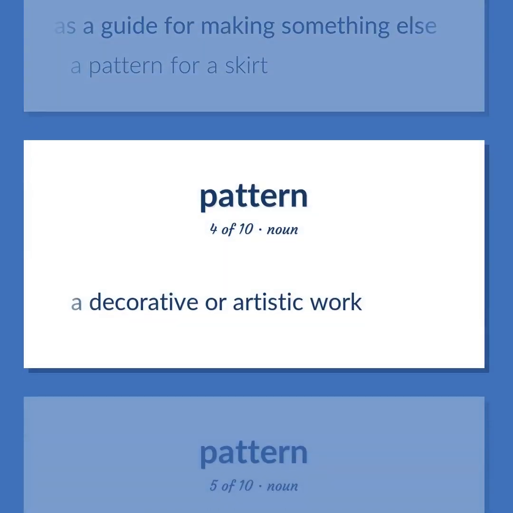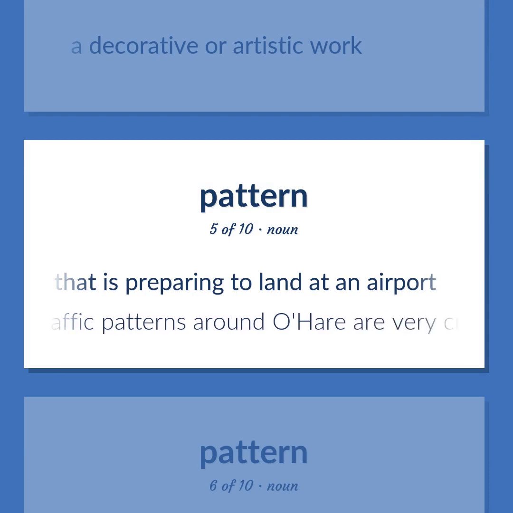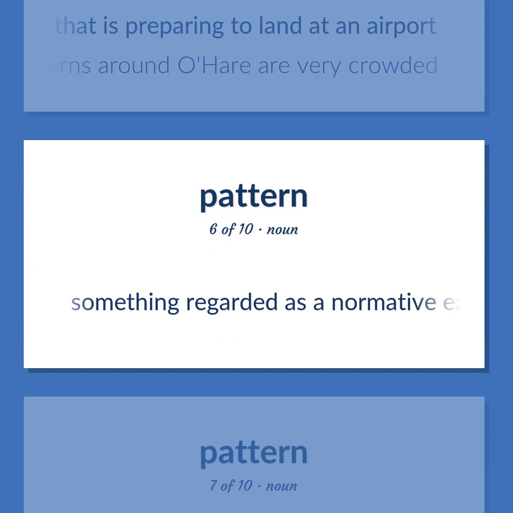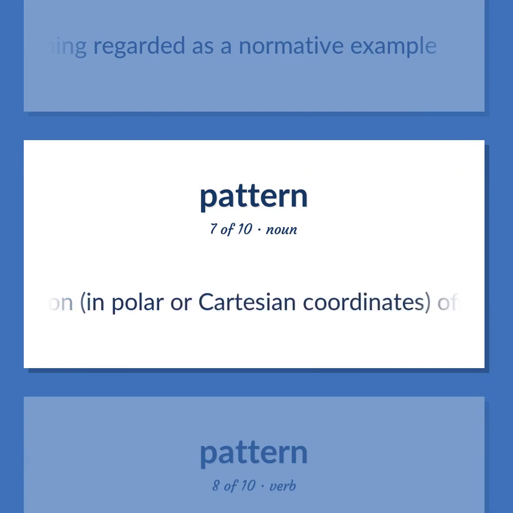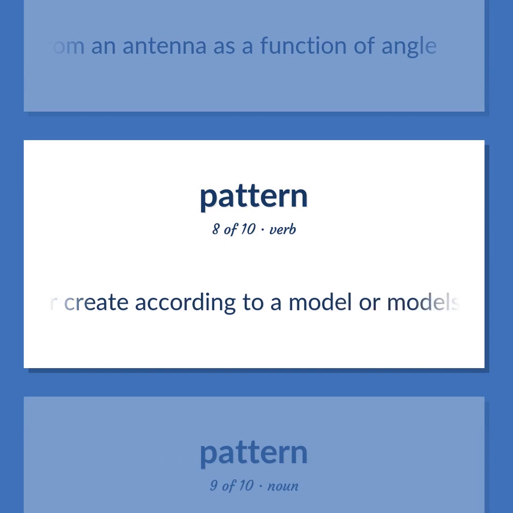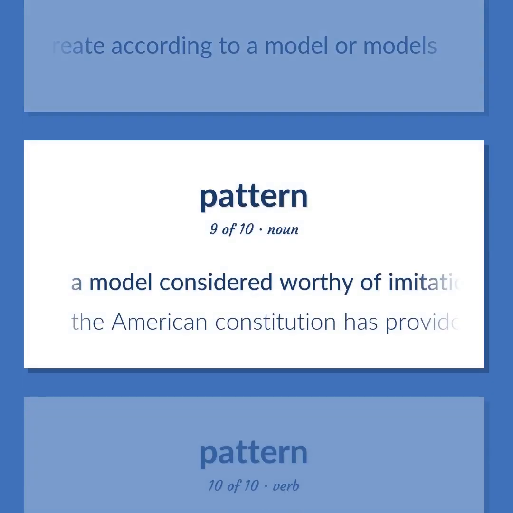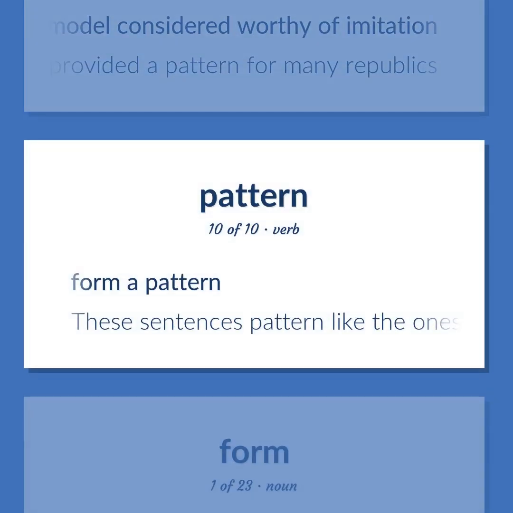A decorative or artistic work. The path that is prescribed for an airplane that is preparing to land at an airport. The traffic patterns around O'Hare are very crowded. Something regarded as a normative example. Graphical representation, in polar or Cartesian coordinates, of the spatial distribution of radiation from an antenna as a function of angle. Plan or create according to a model or models. A model considered worthy of imitation. The American Constitution has provided a pattern for many republics. Form a pattern. These sentences pattern like the ones we studied before.